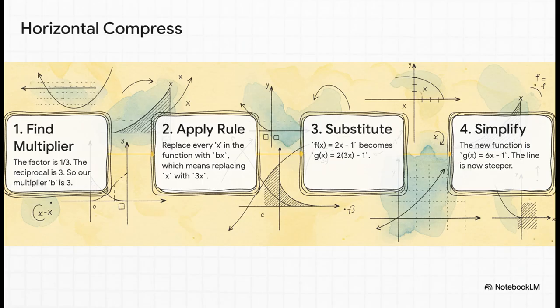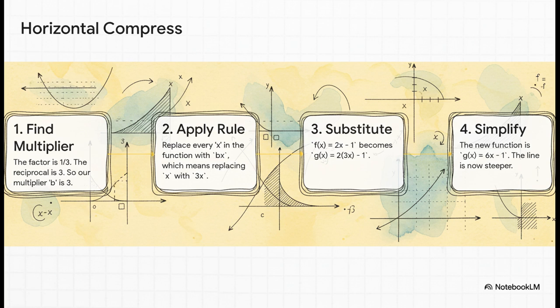Okay, let's walk through this one. We need to compress the line horizontally by a factor of 1/3. So what's the rule? Reciprocal. The reciprocal of 1/3 is 3. Easy enough. So we go back to our function and we replace every single x with 3x. That gives us 2 times 3x minus 1. Simple math, and we get 6x minus 1.